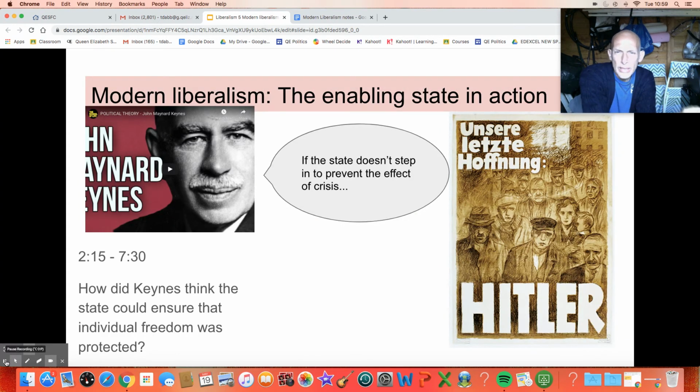But absolutely key to this enabling state is also its relationship to the economy. And therefore, we're thinking about our four themes here, remember: human nature, society, the economy and the state. And these two, in modern liberalism, are deeply, deeply entwined. For classical liberalism, the state and the economy should have nothing to do with each other. The economy should just be able to run itself. But modern liberals, and this fella, John Maynard Keynes, is our best example of it, argue that if you just left the economy to run itself, what it's going to do is produce a series of crises.